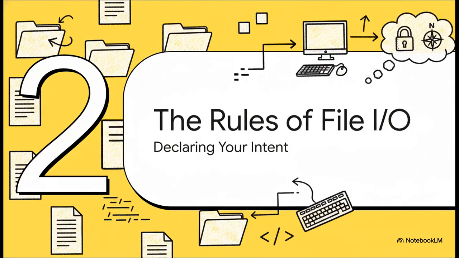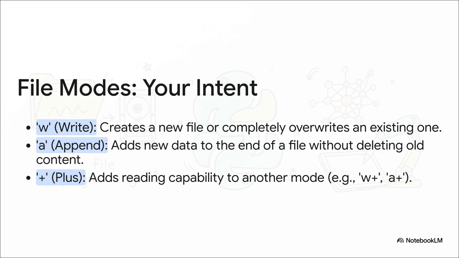Okay, so let's get into the nitty-gritty. When you want to work with a file in Python, you can't just barge in. You have to be polite. You first have to declare your intent. Are you there to write something new, add to what's there, or just read it? These are called file modes. The most common ones are W for write, which is basically like starting with a fresh, blank page. It'll either create a new file or completely wipe out an old one.